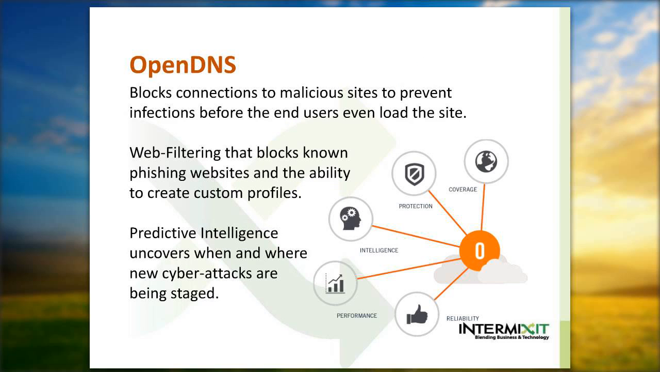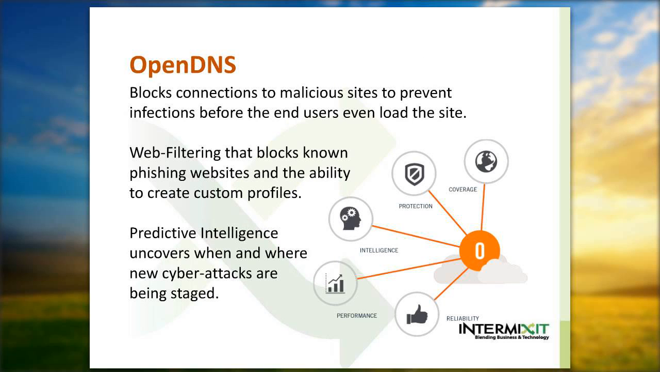The first step is really that key step to protecting your network, and that's OpenDNS. It blocks connections to malicious sites to prevent infections before the end users even load the site. With web filtering that blocks known phishing websites and the ability to create custom profiles. The custom profiles could be useful.